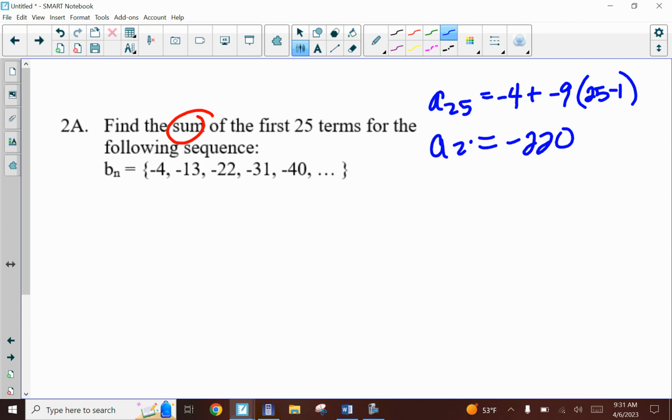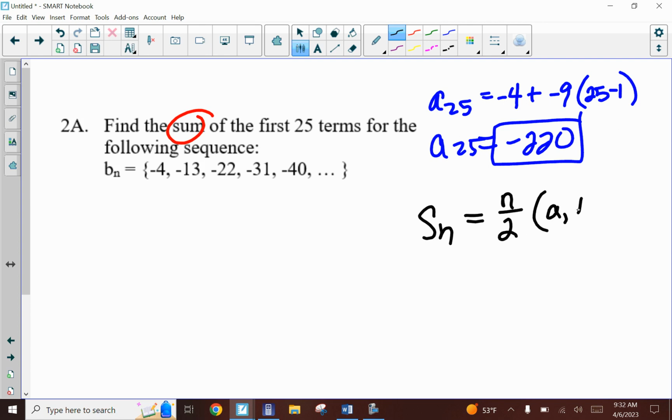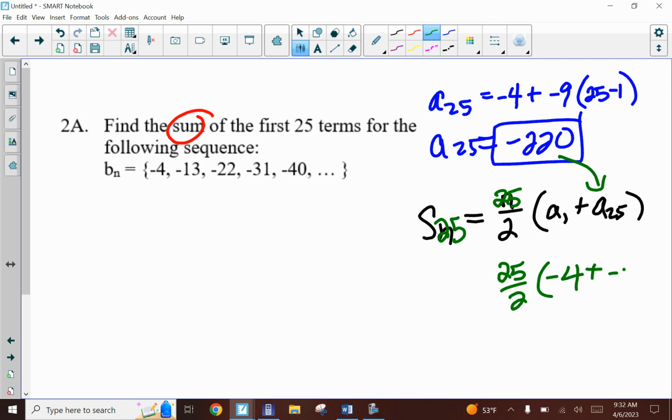Now that's not the answer, that's just the 25th number, and we need that because the formula we need to use to find the sum is the sum equals n divided by 2, times (a1 plus a sub n). The formula in the back says a sub n, but this is going to be a sub 25, which we now have the answer to. The answer was -220, so we're going to plug that in there. Since we're finding the sum of 25 numbers, these two n's are 25. So we're going to end up with 25 over 2. The first number in the list was -4, and the 25th number in the list was -220.